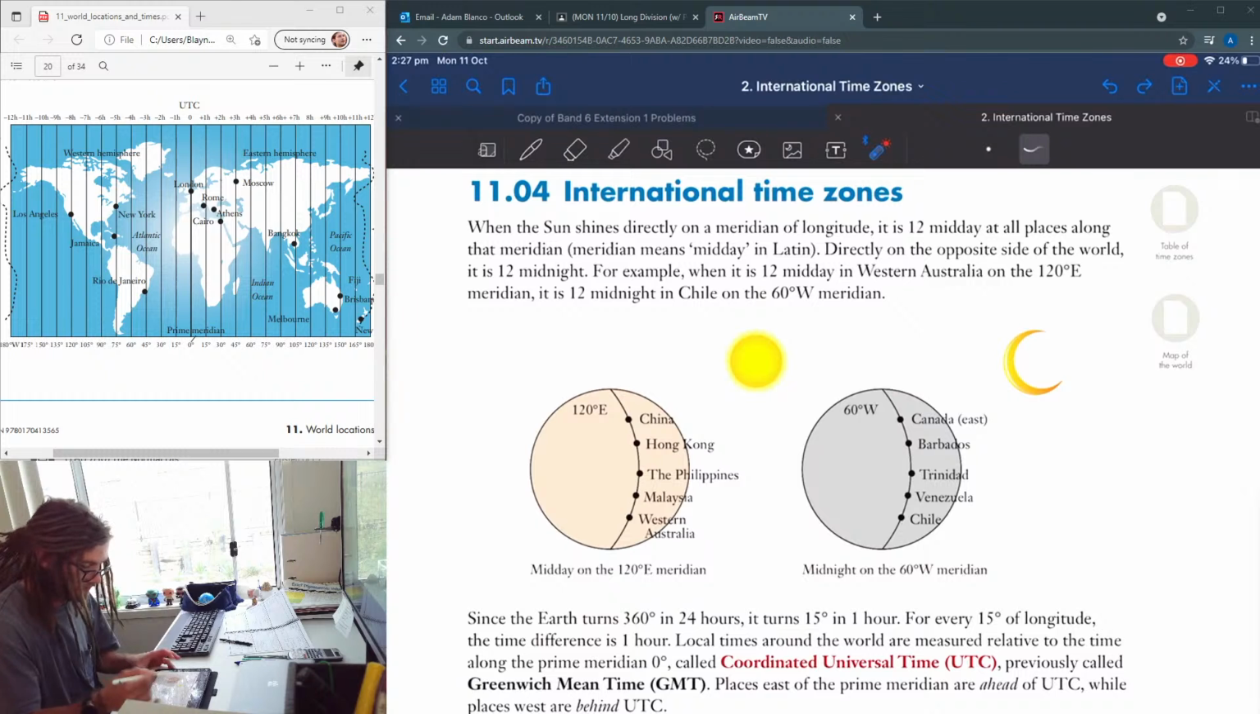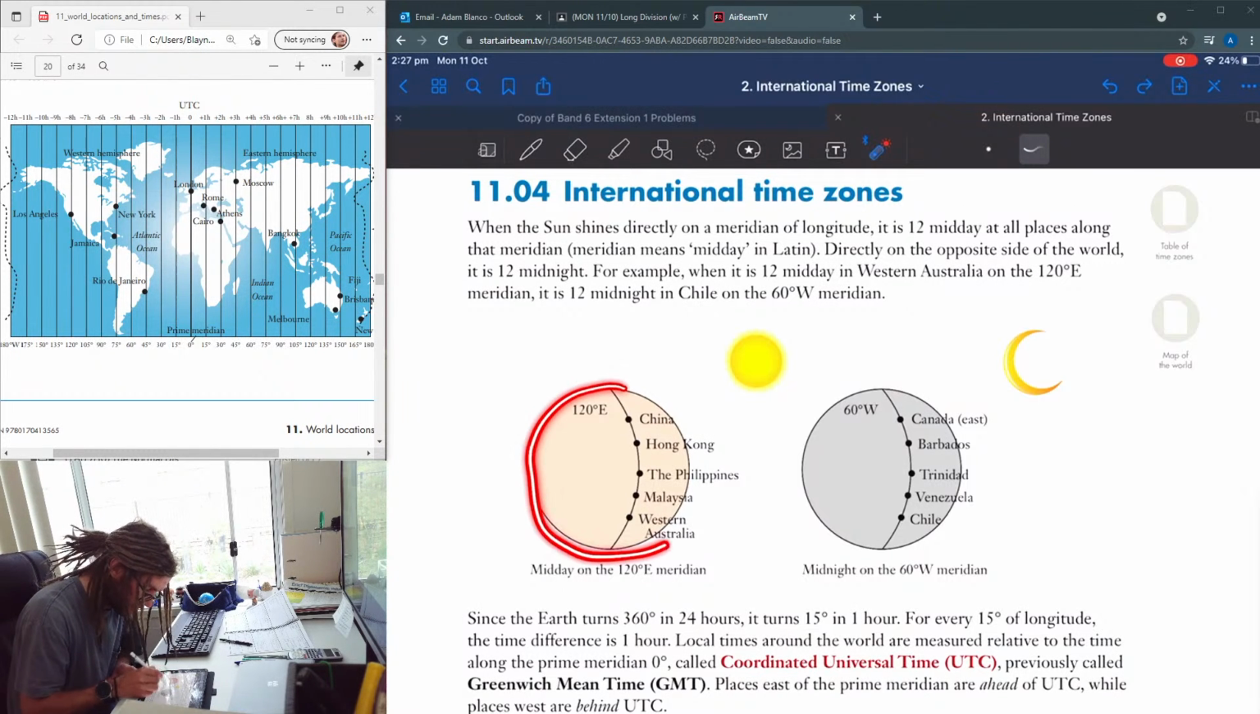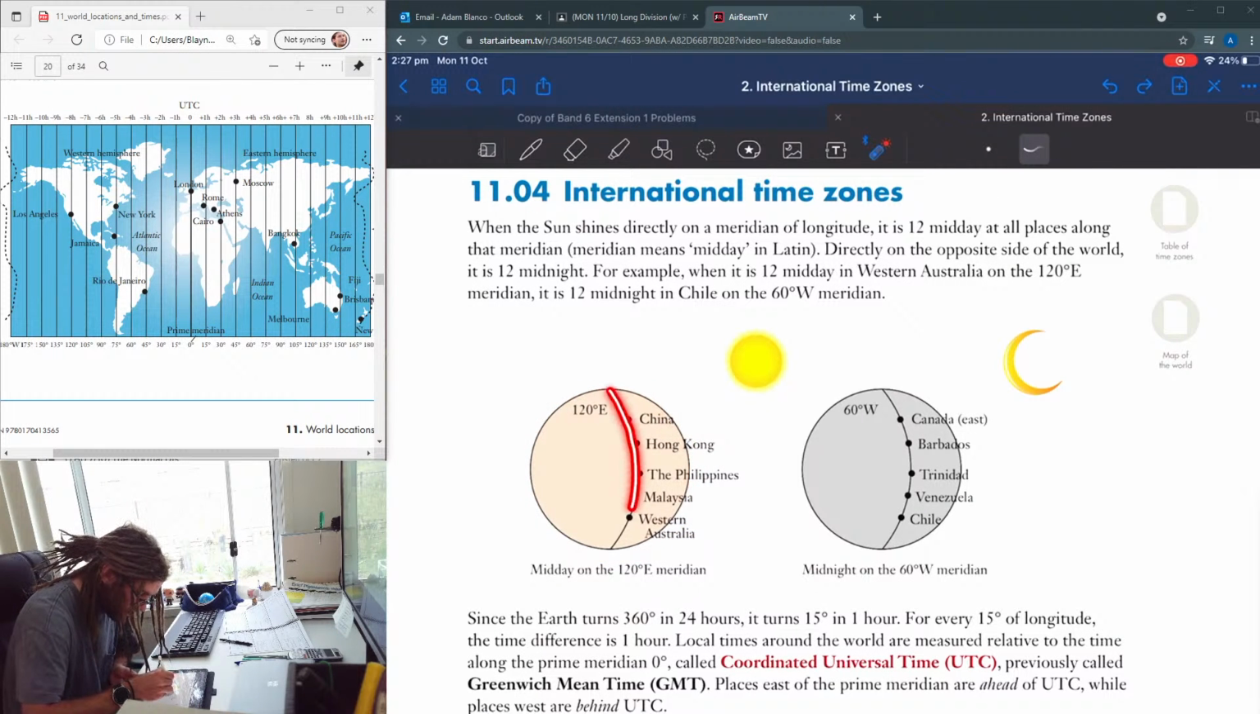I've got the whole textbook here, so I guess we'll just read through it. Now, what does this say? It's kind of silly, but this is the Earth, obviously, and that's not even the prime meridian or anything. This is the 120 degrees east meridian. So this is just some random line on the Earth.